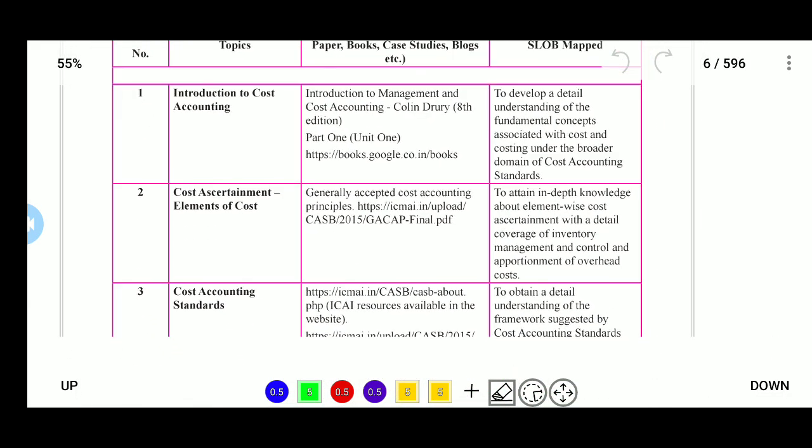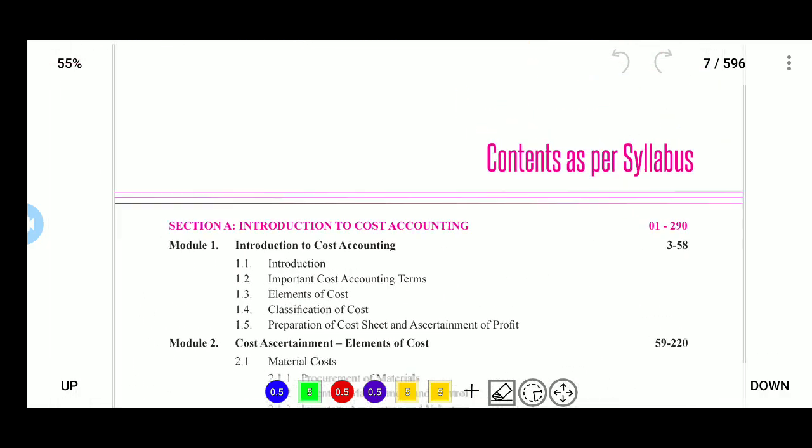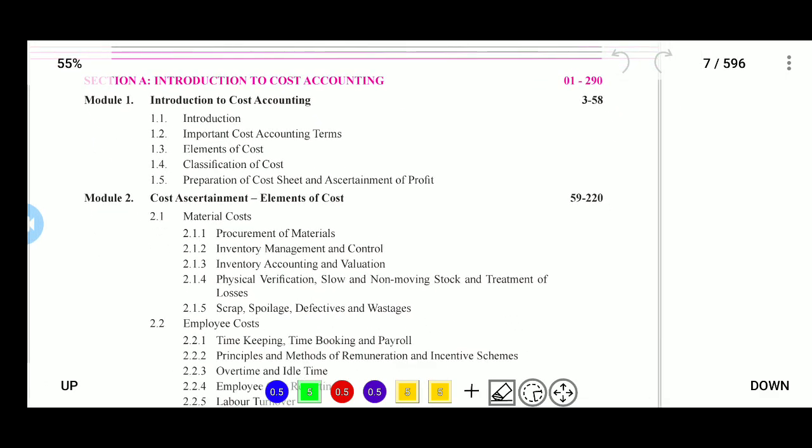So the first chapter is introduction to cost accounting. I think I have to start from here only, right? Section A. Here is the introduction to cost accounting, which means module 1. You have to do the MCQs from the end of module 1, right? Then you have to start your preparation. The maximum chances are that from module 1 an MCQ will definitely come, either two questions or one question. So you can't skip this module, right?